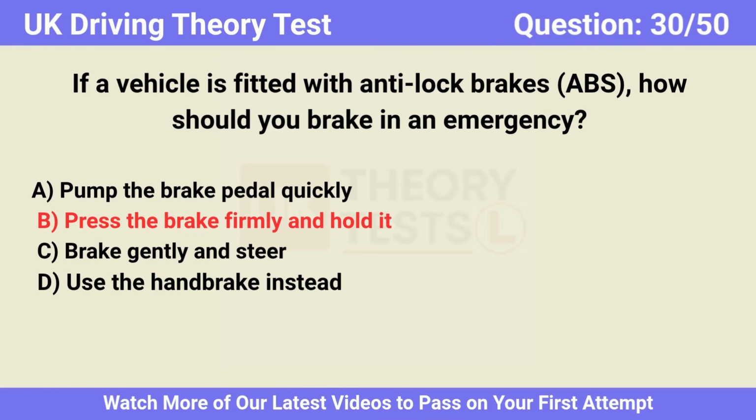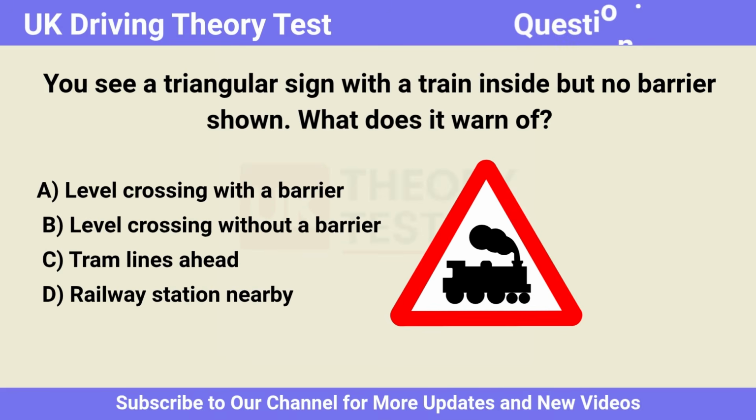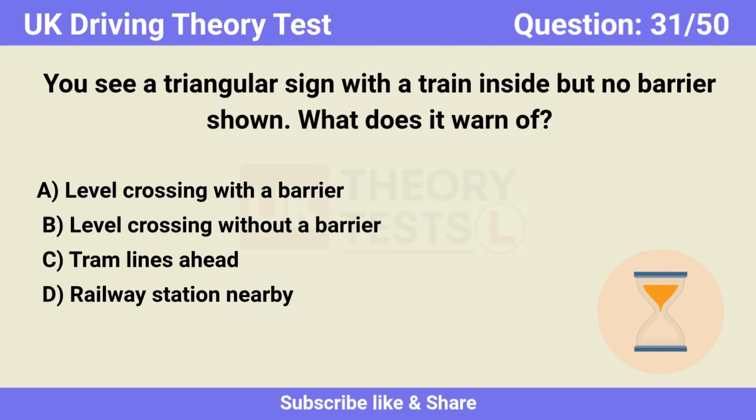Correct option is B. Press the brake firmly and hold it. You see a triangular sign with a train inside, but no barrier shown. What does it warn of? A, level crossing with a barrier. B, level crossing without a barrier. C, tram lines ahead. D, railway station nearby.